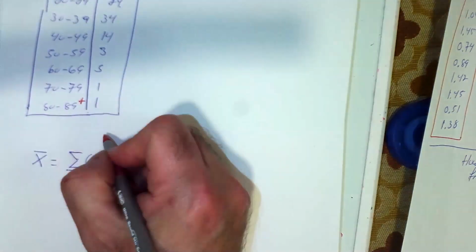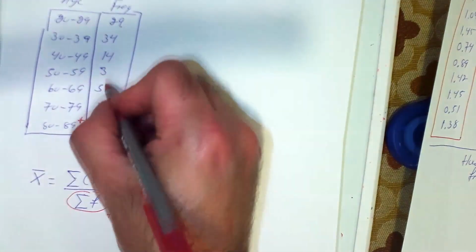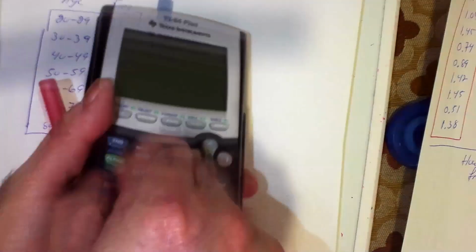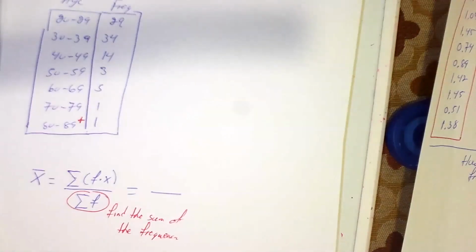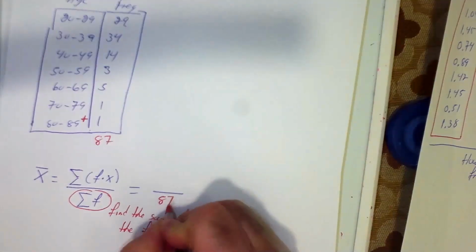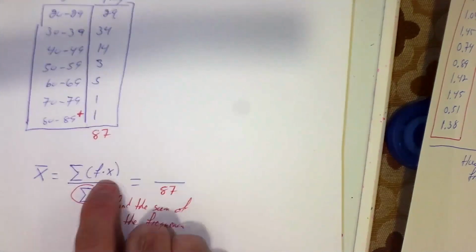If I add up the numbers 29, 34, 14, 3, 5, all right, let's plug it into our calculator. There you go, 87. You don't believe me? It's true, it is 87. That was easy. Okay, now the top part.